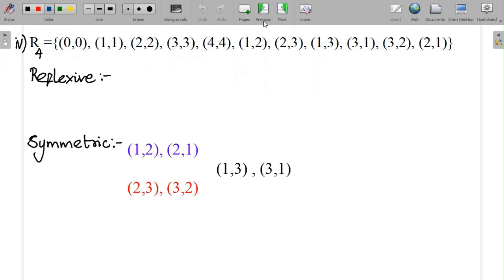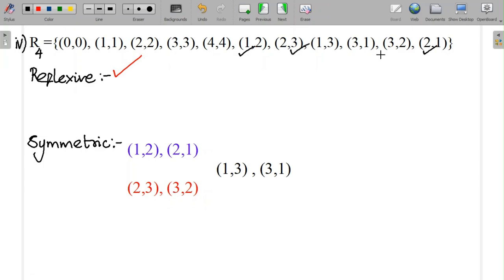Okay. Next up, we see that it is also symmetric. The reflexive nature has been checked. Let's explore the symmetric nature. Of the two pairs 1, 2 and 2, 1, we see that both are present. So if 1, 2 is present, it should mean that the pair 2, 1 is also present. That is the case, of course.